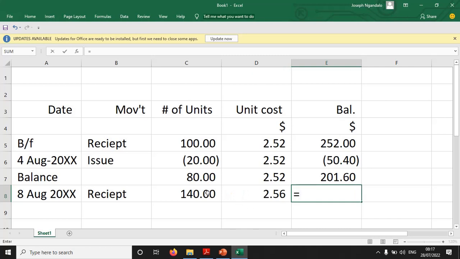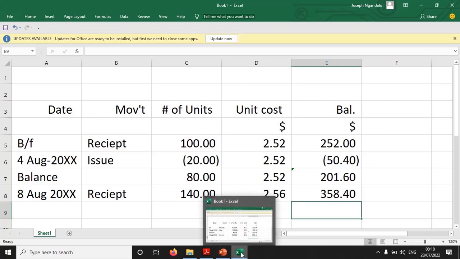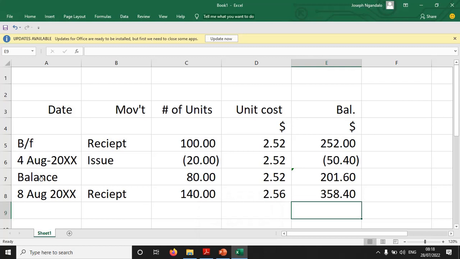Then you go multiply and do the needful. How much do you have? Is that correct? Can you confirm? Yes, it is. Can we proceed? The balance on the 4th of what?